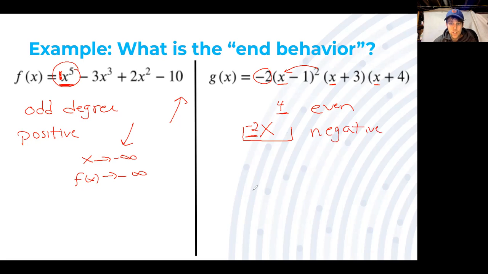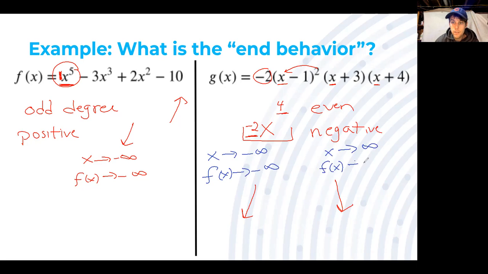So that is going to be going down on the left side and down on the right side. Or more formally, as x goes to negative infinity, so to the left on our graph, then our function is also going to go down to negative infinity. And as x goes to the right, so as x goes to positive infinity, then our function is going to go down to negative infinity. It's going to go down forever. This is the formal way to write it. I'm also okay for us right now to just say that it's down on the left, down on the right.